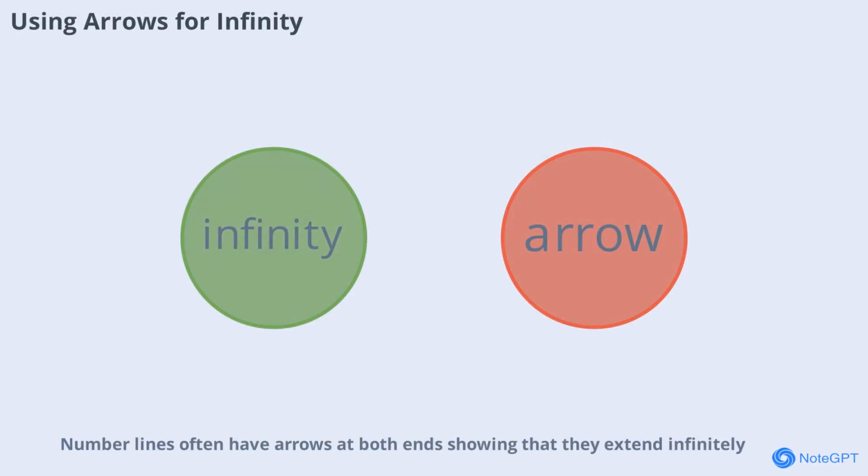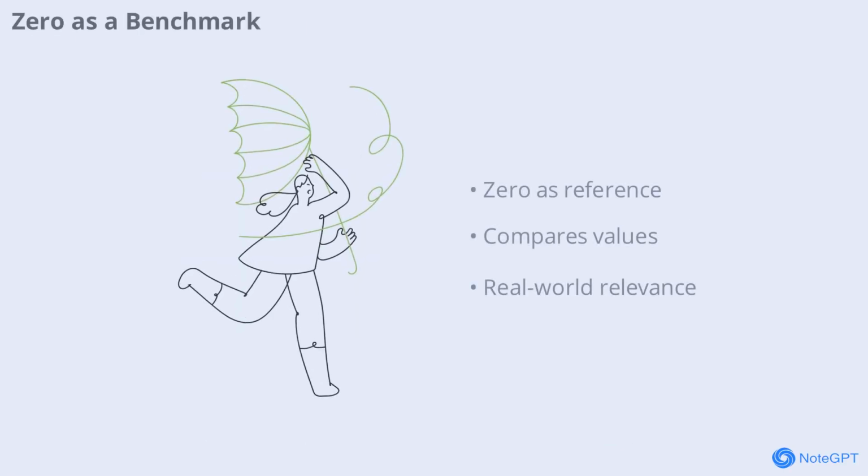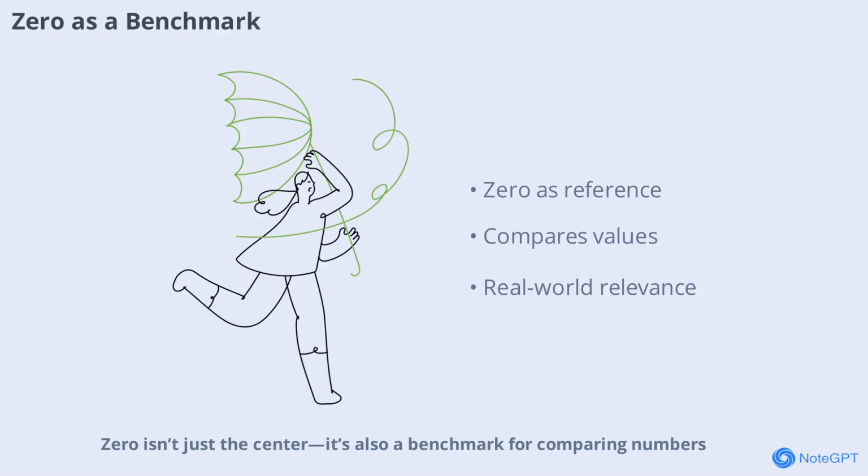Number lines often have arrows at both ends, showing that they extend infinitely. This reminds us that numbers go on forever in both directions. The concept of infinity is important in advanced math, and the number line gives us a simple way to visualize it.